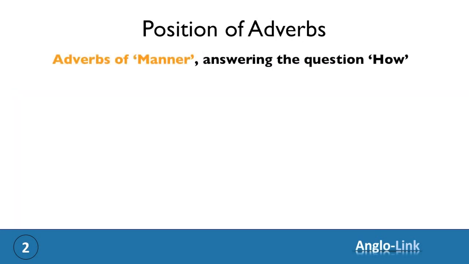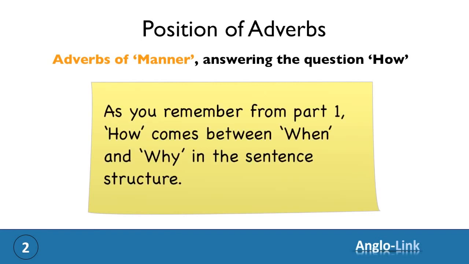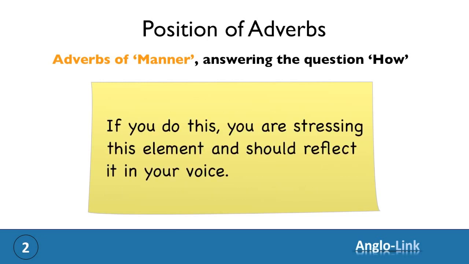Now, let's move on to the adverbs of manner. These are adverbs that answer the question how. As you will remember from part 1, how comes between the elements when and why in the sentence structure. Now, if the how is an ly adverb, such as quickly, slowly, gently, carefully, etc., you can put it before the main verb, as we have seen with the other adverbs. If you do this, you are stressing this element, you are emphasizing this element, and should also reflect it in your voice.